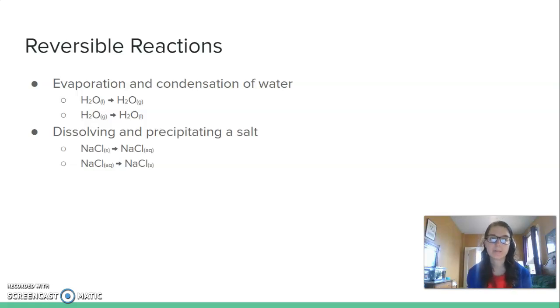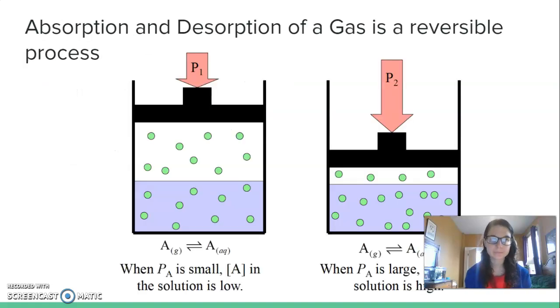You can also think about when we did the precipitation reaction, you both created a solution. You went from a solid of your two reactants to an aqueous solution of your two reactants, and then you added those two aqueous solutions together to precipitate out a new solid. So these reactions are reversible.